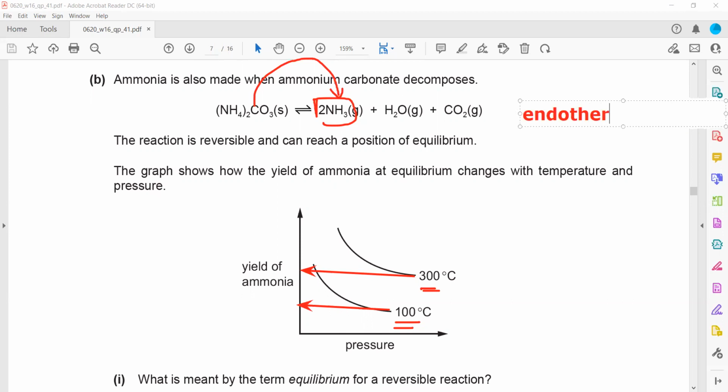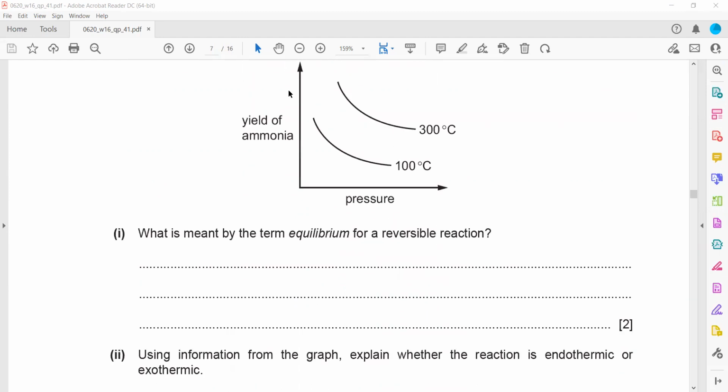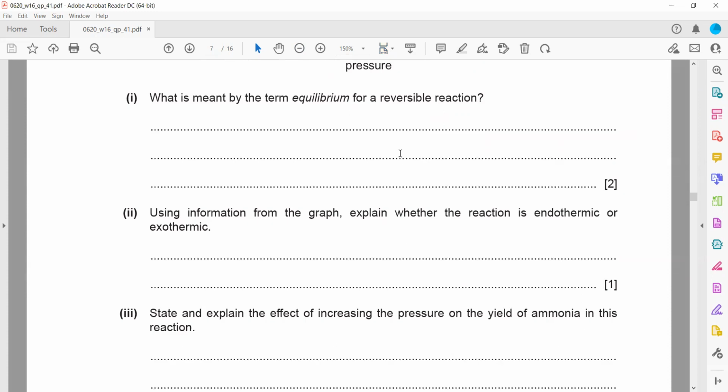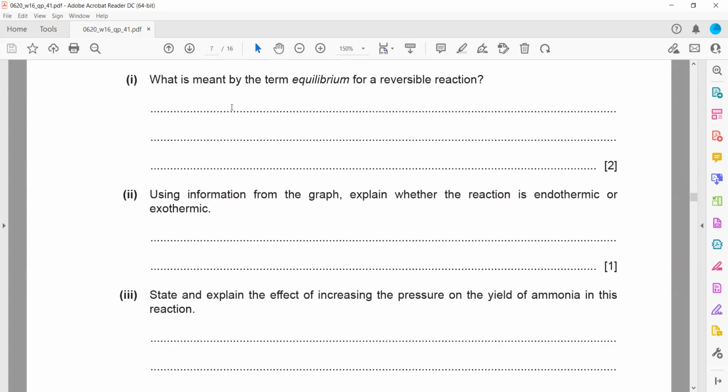What is meant by the term equilibrium in a reversible reaction? It's worth 2 marks. The definition: the rate of the forward reaction equals the rate of the backward reaction, and there is no change in concentration. But don't write in the exam that the concentrations of reactants and products are equal. That is not the right answer. You should mention no change in concentration instead of saying concentrations are equal.